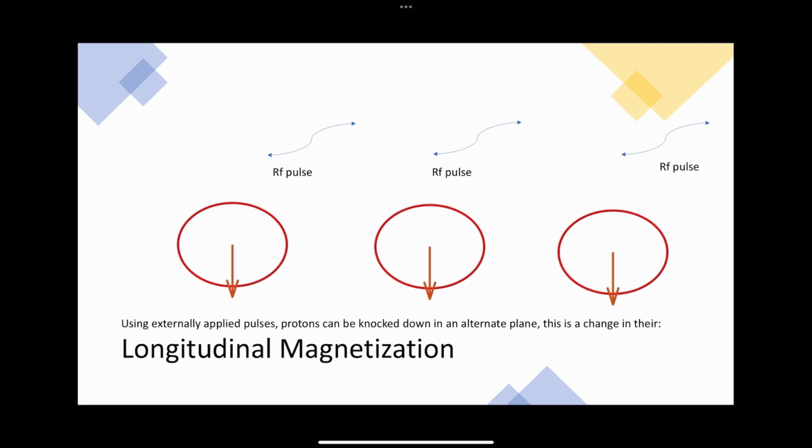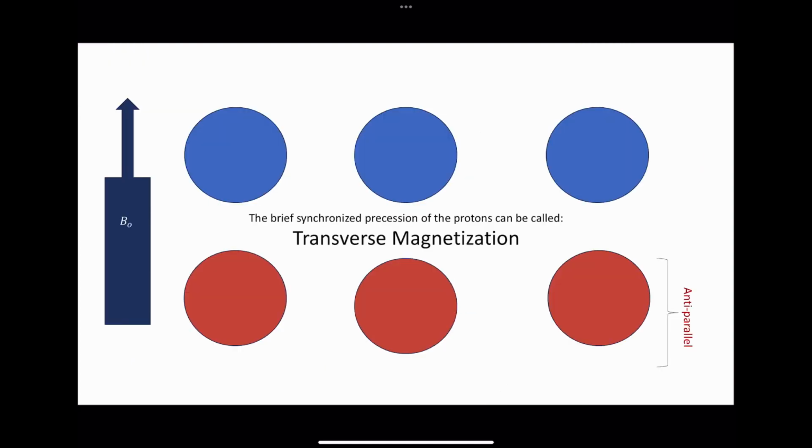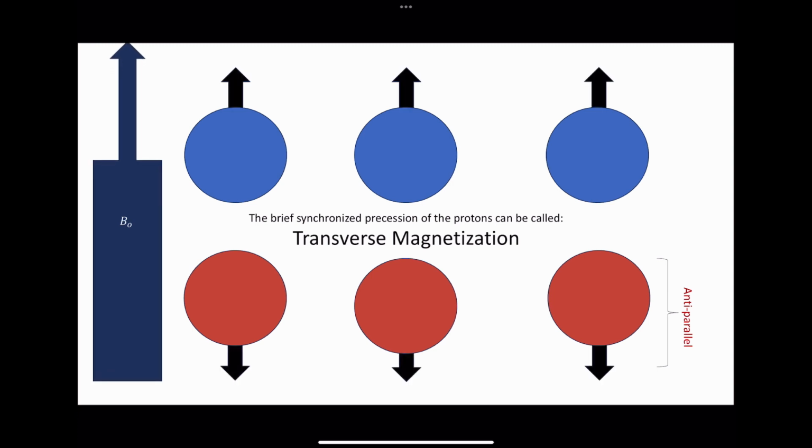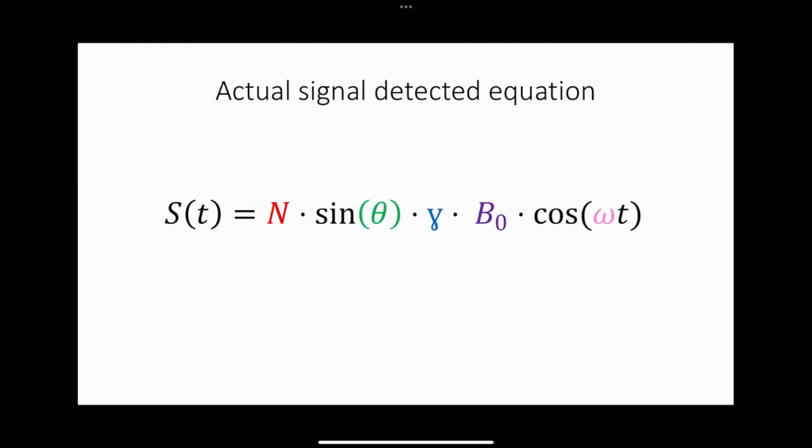When the RF pulse applies energy, the protons precess together in phase. This brief synchronization is called transverse magnetization. This organization and synchronization caused by the RF pulse is only short term. Eventually, the protons return to the original disorientation in asynchronous precession. The equation shown symbolizes the signal that the imaging machine actually detects.